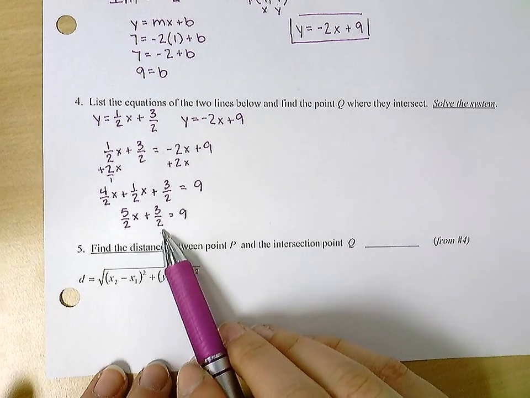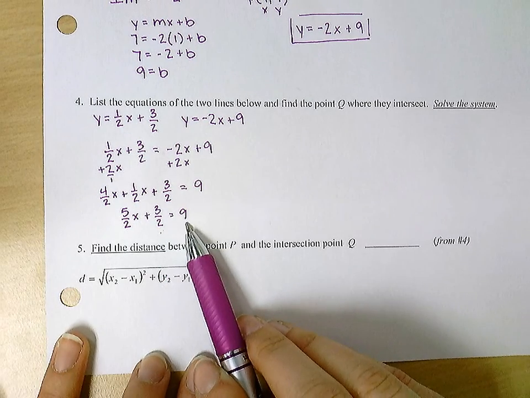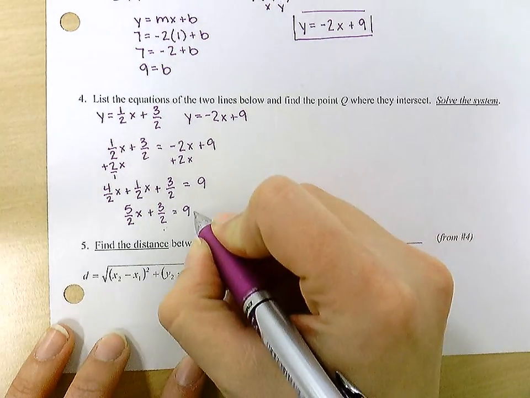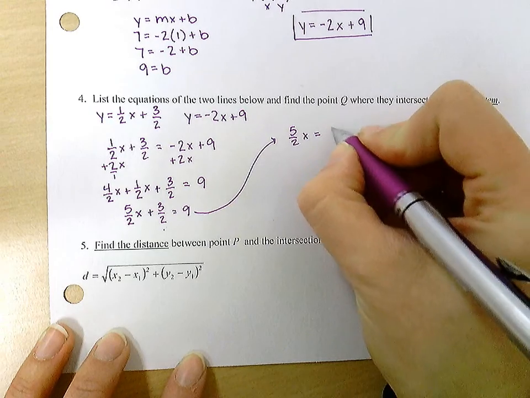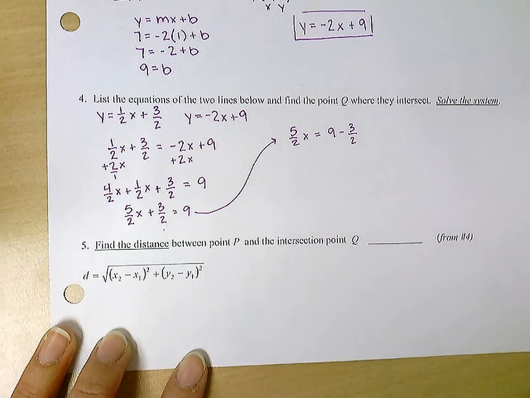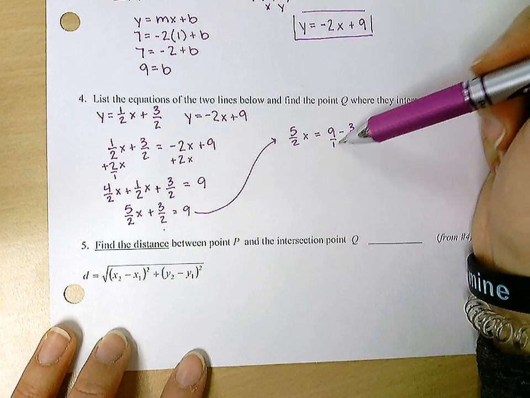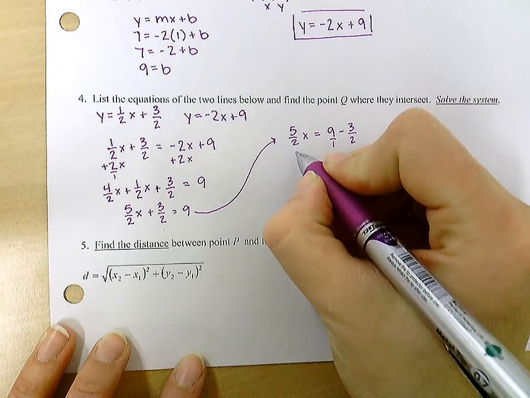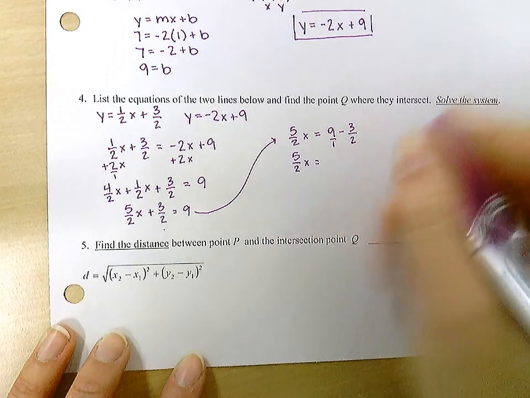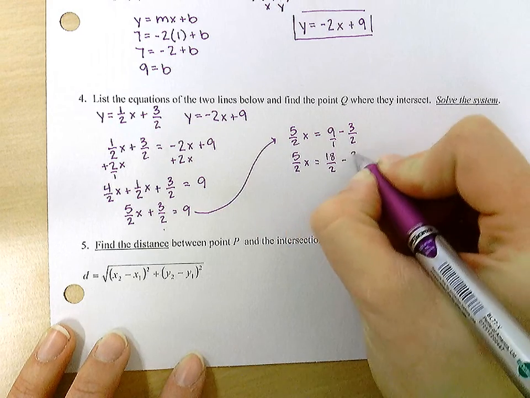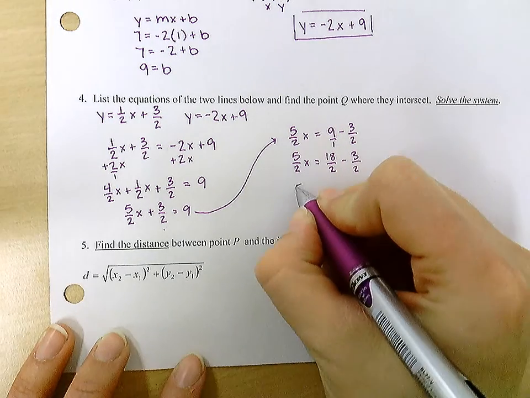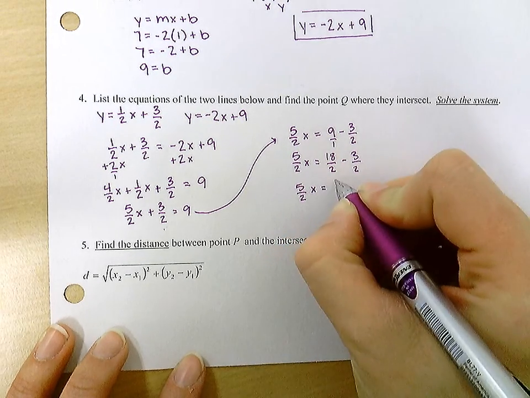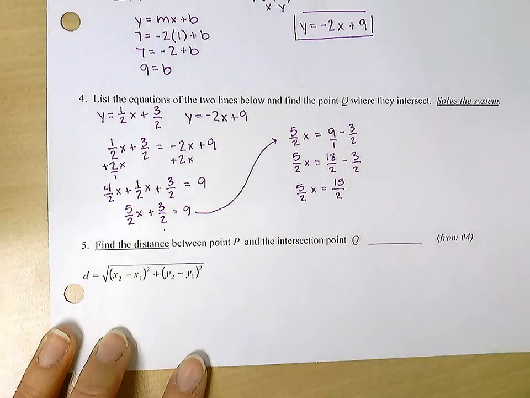Okay, next I can subtract my 3/2 from 9. So I have 5/2 x is equal to 9 minus 3/2. And again, this 9 is over 1, right? So to combine my fractions, I need that common denominator. So I end up with 5/2 x is equal to 18/2 minus 3/2. And then you can subtract those to get 15/2.